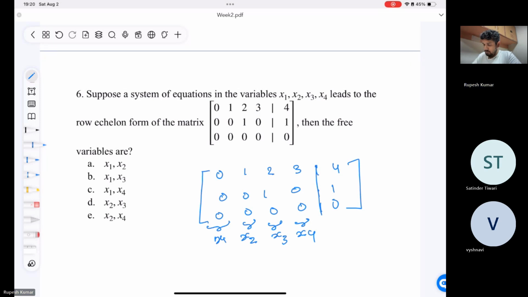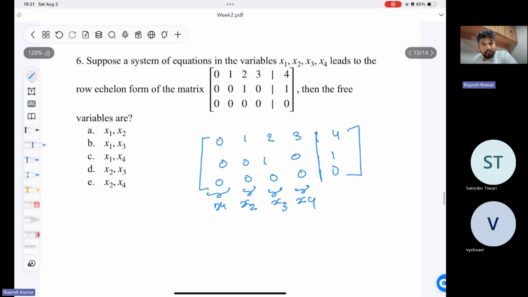Now, what are the variables whose value will not change these systems of equations, right? Which variables won't change these systems of equations? So what is the coefficient of x1?